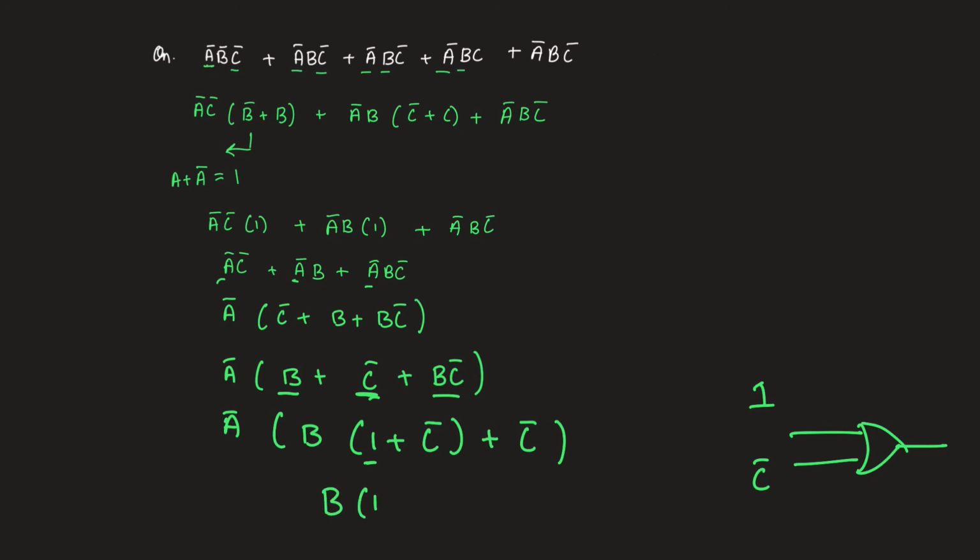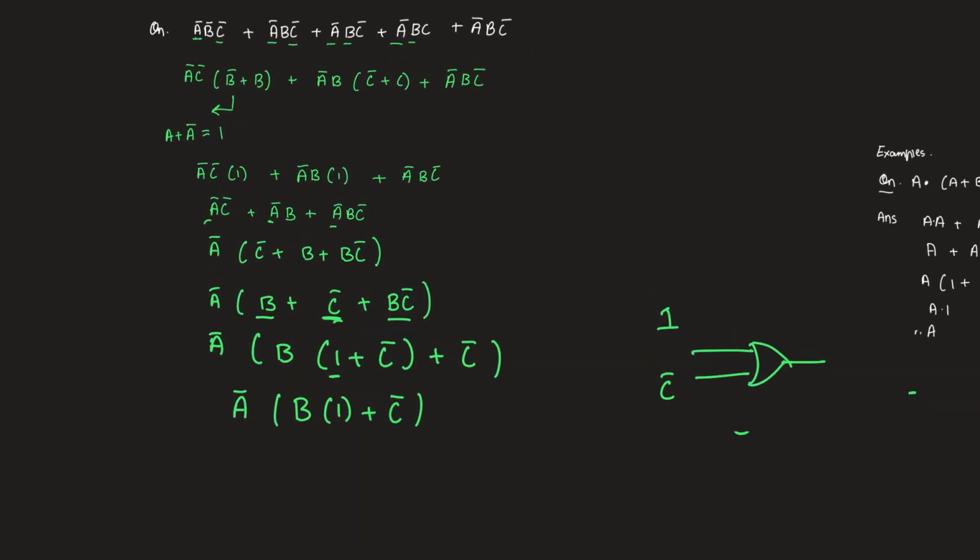So we have b, 1 plus c complement in the bracket and an a complement outside. Now what we get was a complement, b plus c complement, and to simplify this term, we'll have a complement b plus a complement c complement. Alright, so if you have any doubts in this question, please post it down in the comments and I'll try to solve them as best as I can.